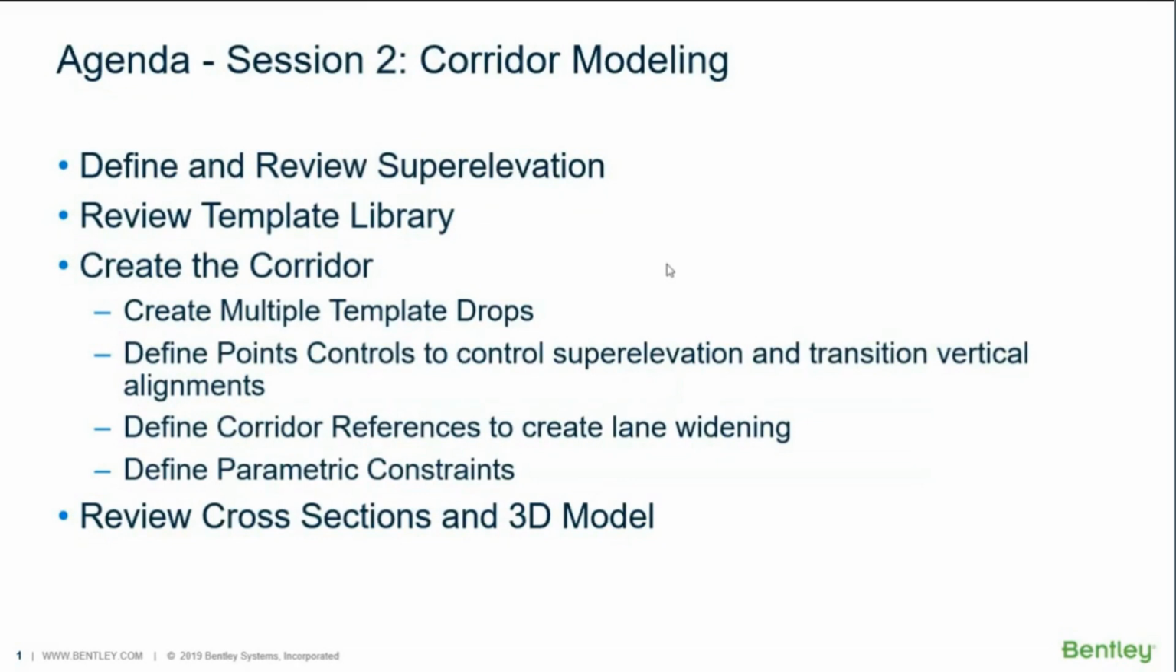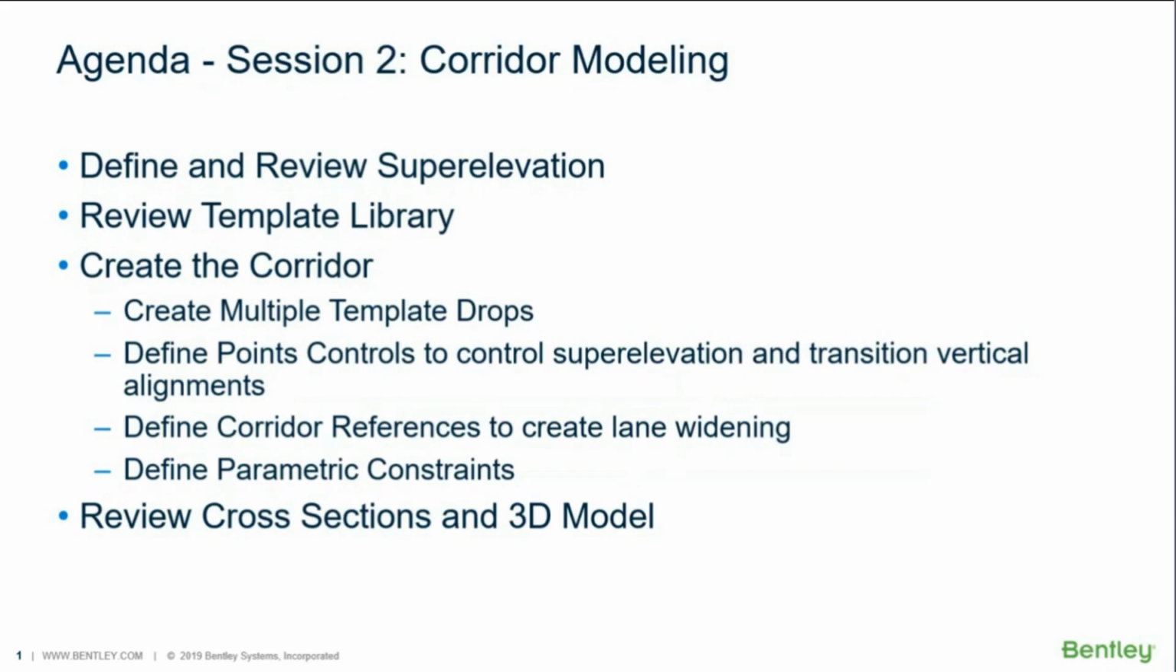We're going to take a look at reviewing our template library, and we're going to learn how to create a corridor for our project. So we're going to create some multiple template drops, define point controls for our super elevation and our transition vertical alignments. We're going to define corridor references to create our lane widening, define some parametric constraints, and then we're ultimately going to review our cross sections in our 3D model.